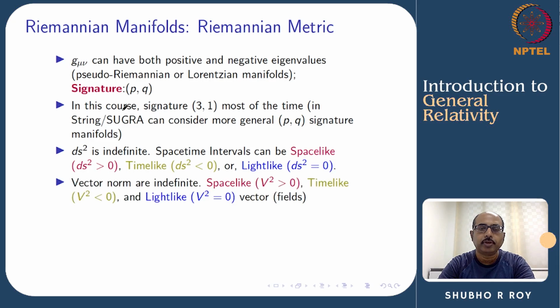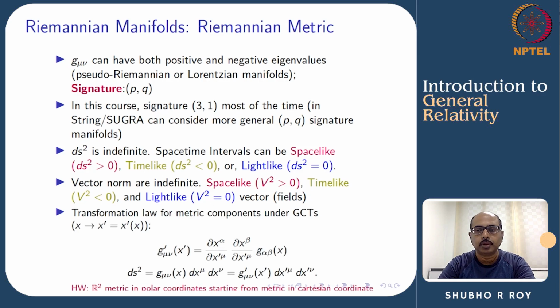Similarly, because the metric is indefinite, vector norms are also indefinite. We can define space-like vectors for which the norm is positive. We can define time-like vectors for which the norm is negative. Actually, I'm using norm, but what I actually mean is norm squared. And light-like vectors for which the norm squared is 0.